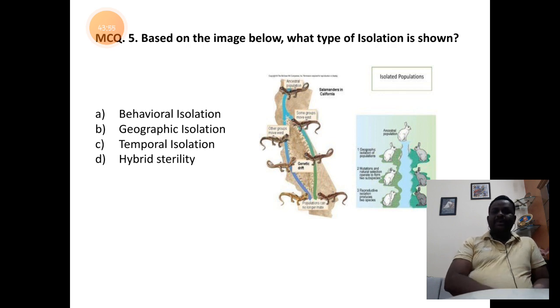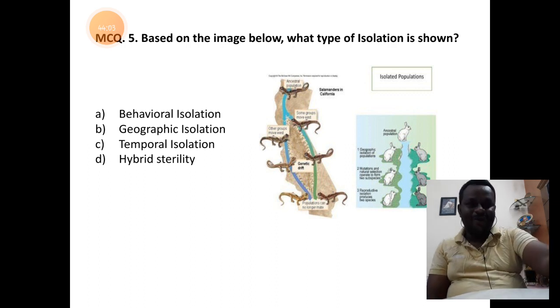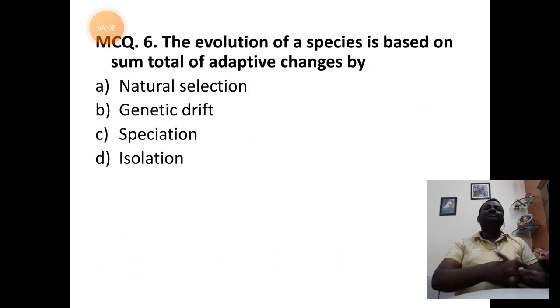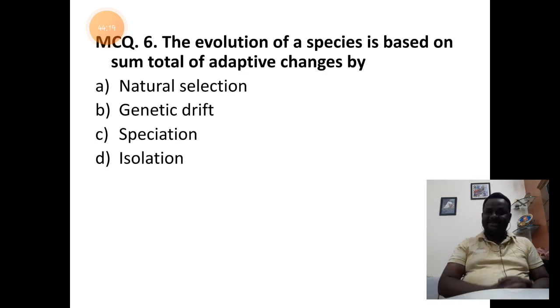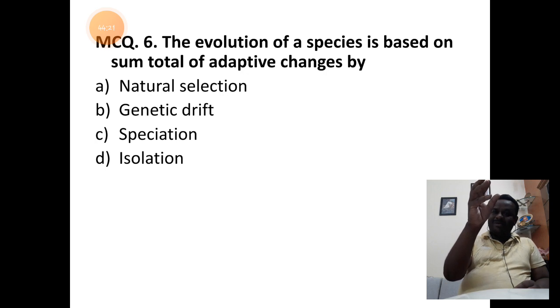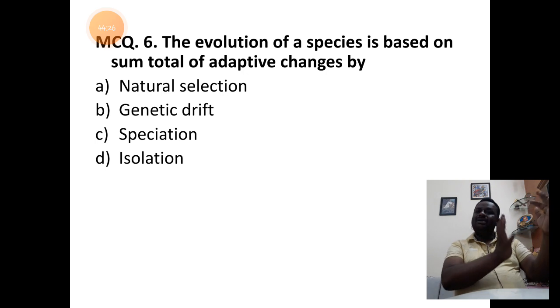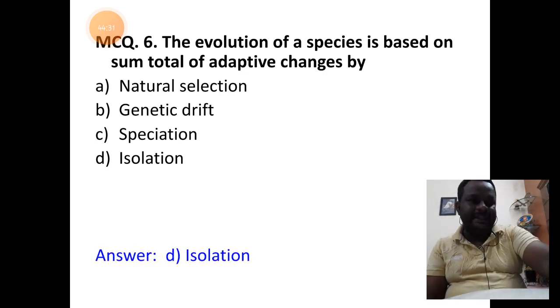MCQ 5. Based on the image below, what type of isolation is shown? So definitely the river is the barrier. It is geographic isolation. The answer is B, geographic isolation. The evolution of a species based on the sum total of adaptive changes. So what particular force is making the adaptive changes in the species of organisms? It is isolation. So the answer is D, isolation.